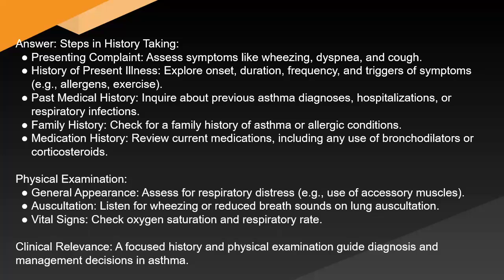Family history. Check for a family history of asthma or allergic conditions. Medication history. Review current medications, including any use of bronchodilators or corticosteroids. Physical examination. General appearance. Assess for respiratory distress, e.g., use of accessory muscles. Auscultation. Listen for wheezing or reduced breath sounds on lung auscultation. Vital signs. Check oxygen saturation and respiratory rate. Clinical relevance. A focused history and physical examination guide diagnosis and management decisions in asthma.